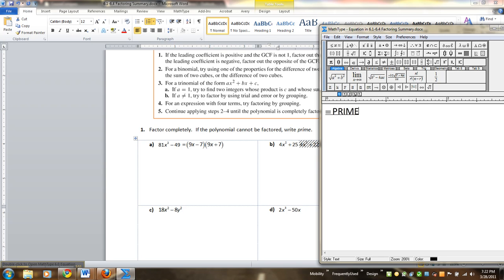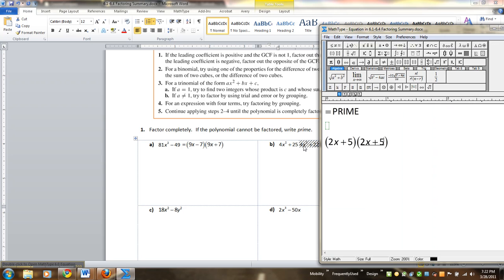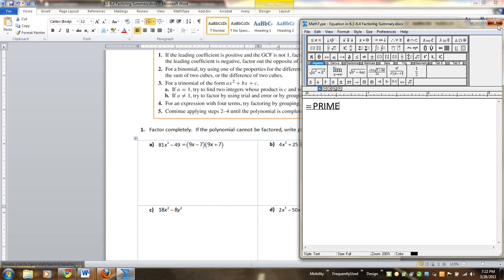Now the reason being, you know what you want to try. You want to try 2x plus 5, 2x plus 5, right? The problem with that is outers is 5 times 2, which is 10x, and inners is 5 times 2, which is 10x, and when you add them up, you get 20x. But we don't have an x term in this problem, right? That's why it has to be prime. This won't work. If you try to FOIL that out, it won't get what you want.